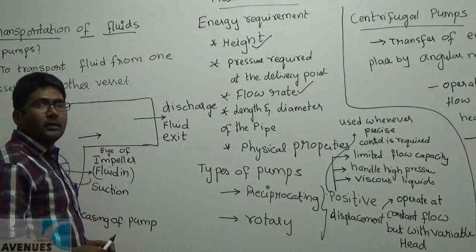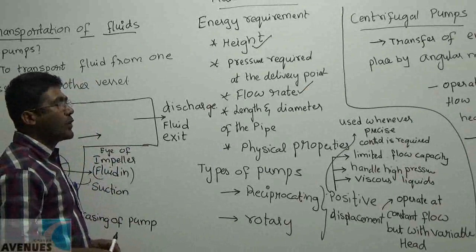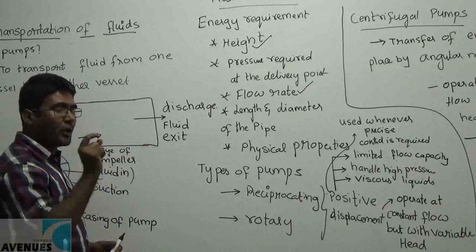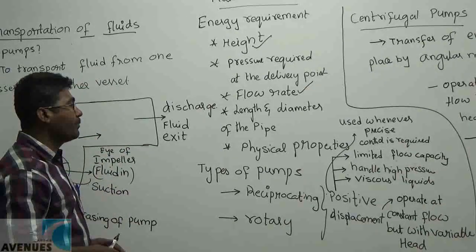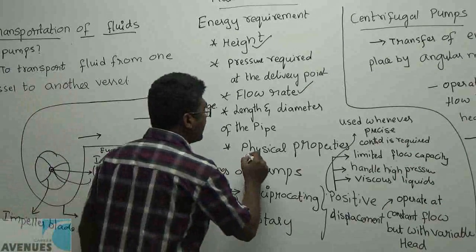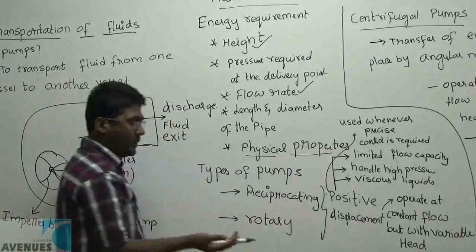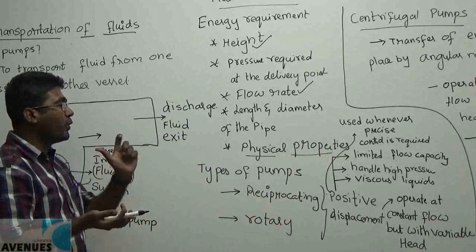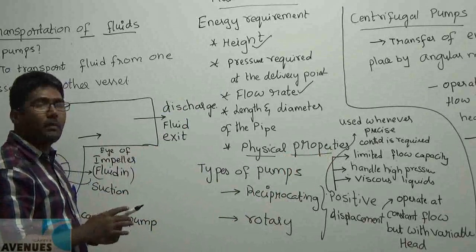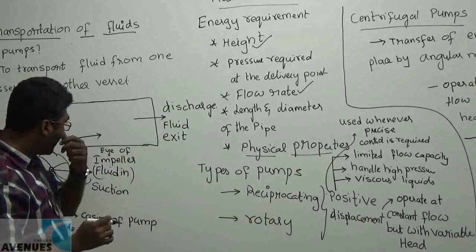Fourth requirement, the length and diameter of the pipe, so as to maintain the pressure. The pressure drop depends upon the length and diameter of the pipe. And last but not the least, the physical properties: density, viscosity, the flow properties. That is what I mean by physical properties.